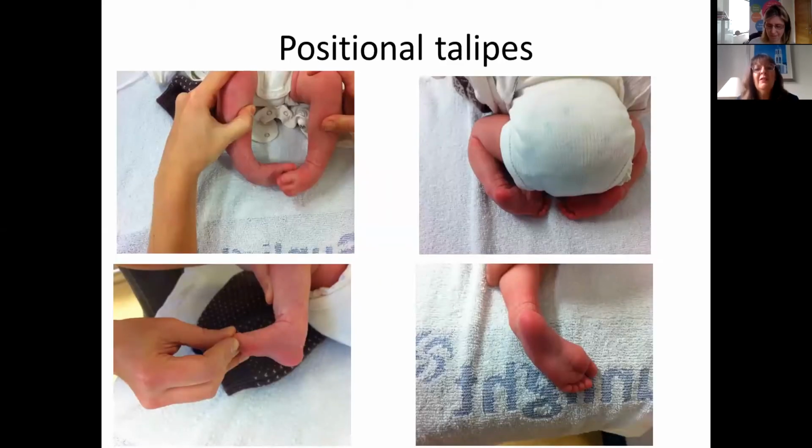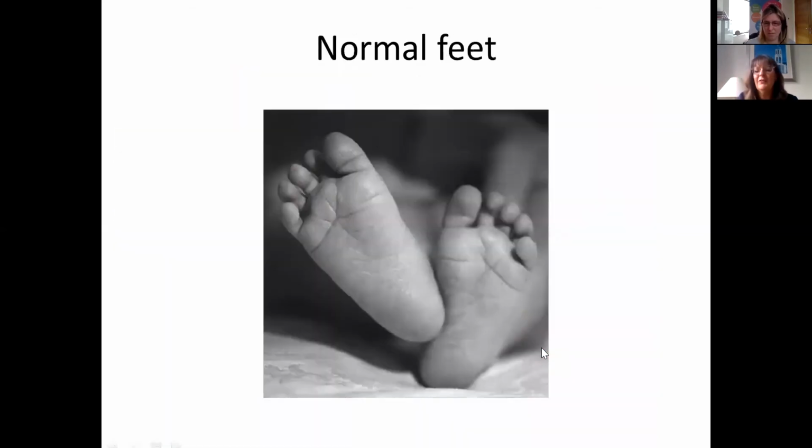So these feet, this is a very newborn baby, literally a couple of days old, and you can see here that the feet are turning in. What I've done is I've popped the baby onto their tummy, because you can see this is probably how the baby was lying in utero, with the legs tucked right up and the feet tucked up underneath the bottom here. But if I then move the foot, I can move it completely. And when we look at the bottom of the foot, it doesn't look so different from that previous slide of the normal feet.